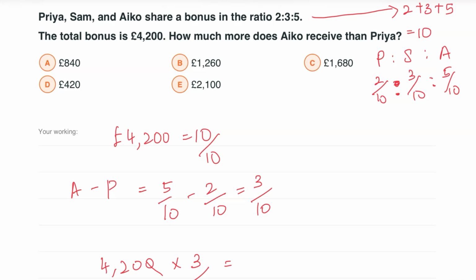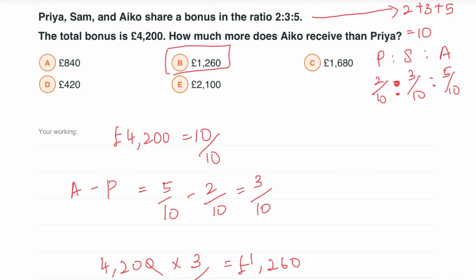You will have your answer there, which is £1,260. That is the difference, how much Aiko receives more than Priya. It's simple. Now option E, 2,100.